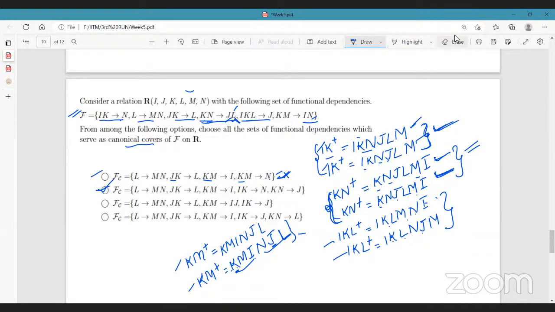Okay, thanks. I have a question. Yeah, please go ahead. There can be only one canonical form for a given set of functional dependencies, right? No, there can be more than one. Yes, multiple canonical covers are possible.